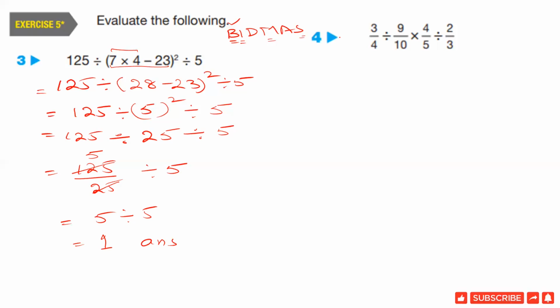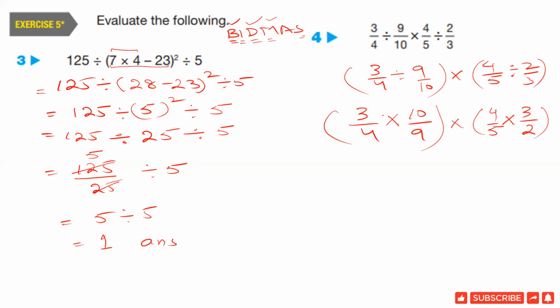Look at question 4. 3 by 4 divided by 9 by 10 times 4 by 5 divided by 2 by 3. Again, we look at the BIDMAS rule. We have division first because there is no bracket and no index here. So first of all, we divide 3 by 4 divided by 9 by 10. We can make a bracket so that we may differentiate. 4 by 5 divided by 2 by 3. And we can start dividing from the left.